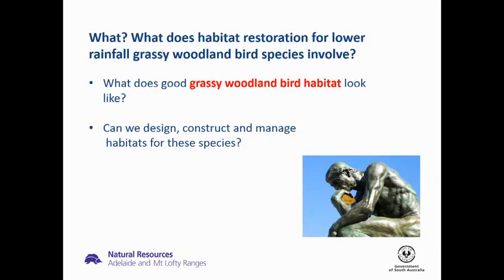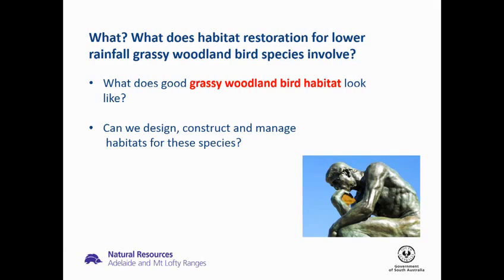But I guess that only gets us to the where and how much, which is a pretty huge figure anyway. But so what? What do we do? That's back to the point that I raised before, which brings up a question: what does good grassy woodland bird habitat actually look like? Not good grassy woodland, but what does good woodland bird habitat look like? The answer is we don't actually really know, but generally it doesn't look like we think it should look.